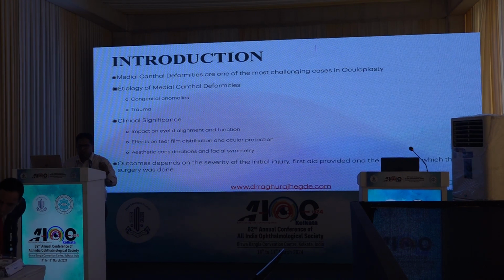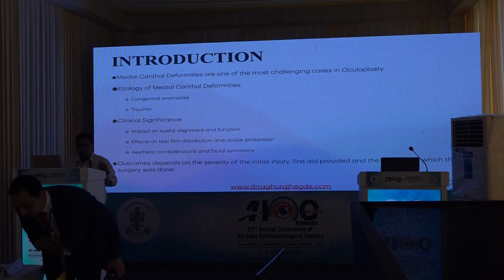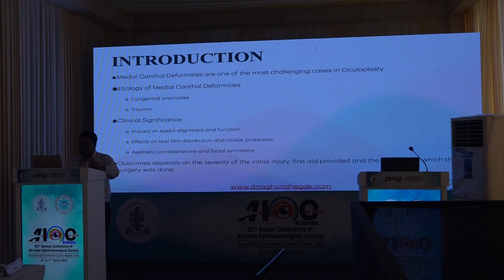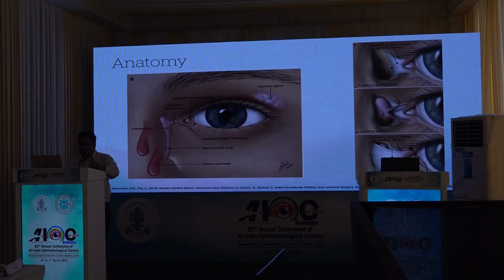So, clinical significance: basically the impact on eyelid alignment and function, and also the effects on the tear film. Tear film distribution and drainage is indicative of how the medial canthus is, and the position of the medial canthus is very important for tear drainage as well. And there are aesthetic considerations also, because it is right at the eye. Medial canthus will have an effect on the cosmesis as well.